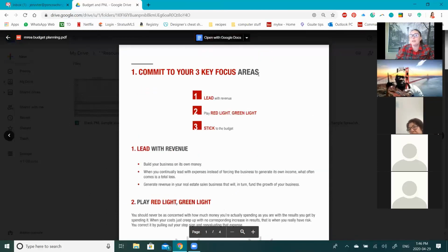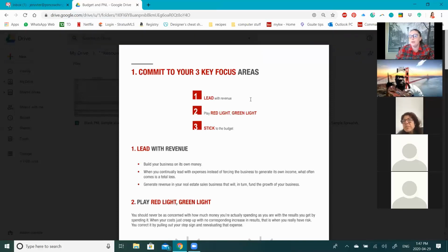So here are the three key areas you want to focus on in your business. Number 1, guys, first and foremost, lead with revenue, right? You hear me say this all the time. I constantly say red light, green light, which is a Millionaire Real Estate Agent thing. If you've read the book, you know what that means.